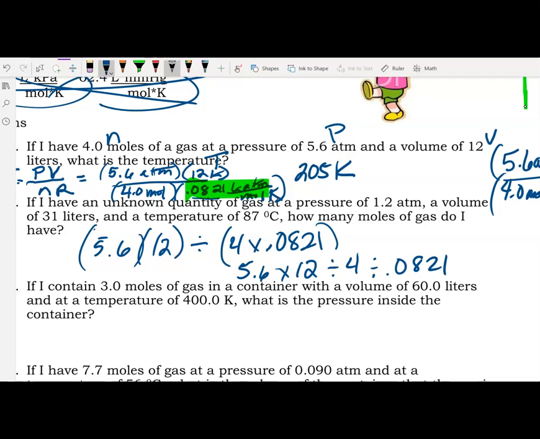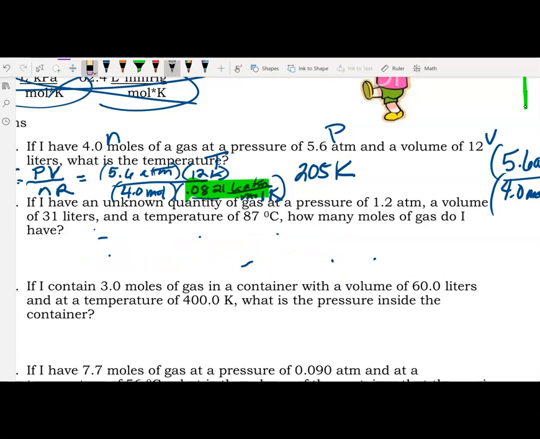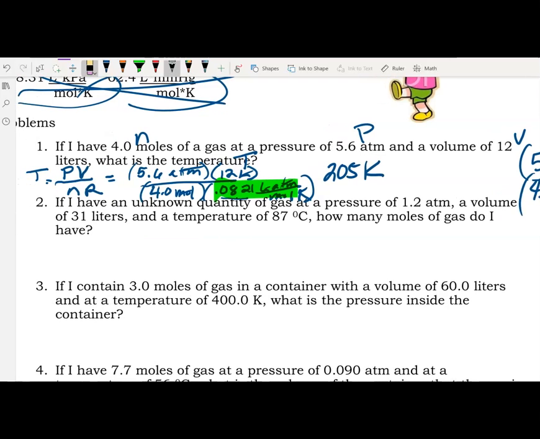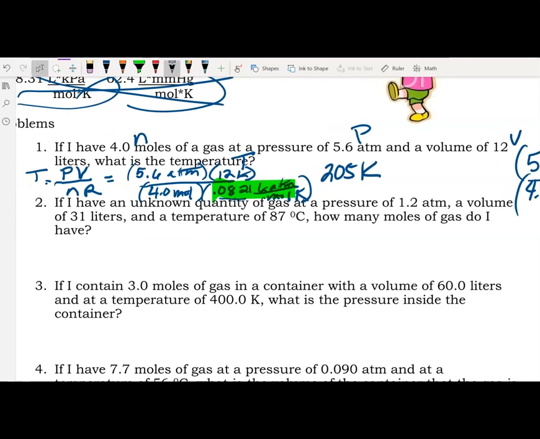So what's the answer again? 205 Kelvin. 205,000? No, 205 K for Kelvin. And the question, how do you know it's Kelvin? Because our units are Kelvin. Yeah, and that's the only thing that doesn't cancel out.